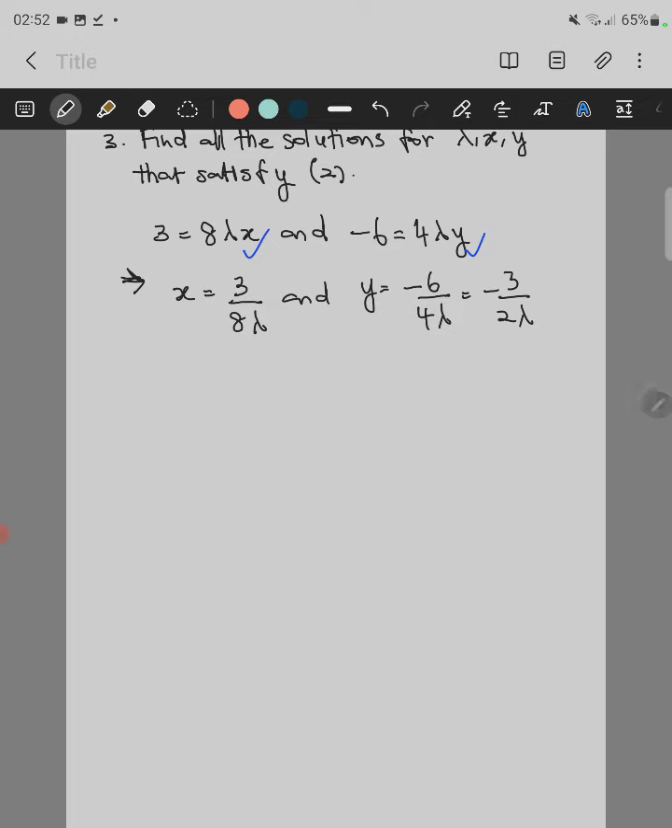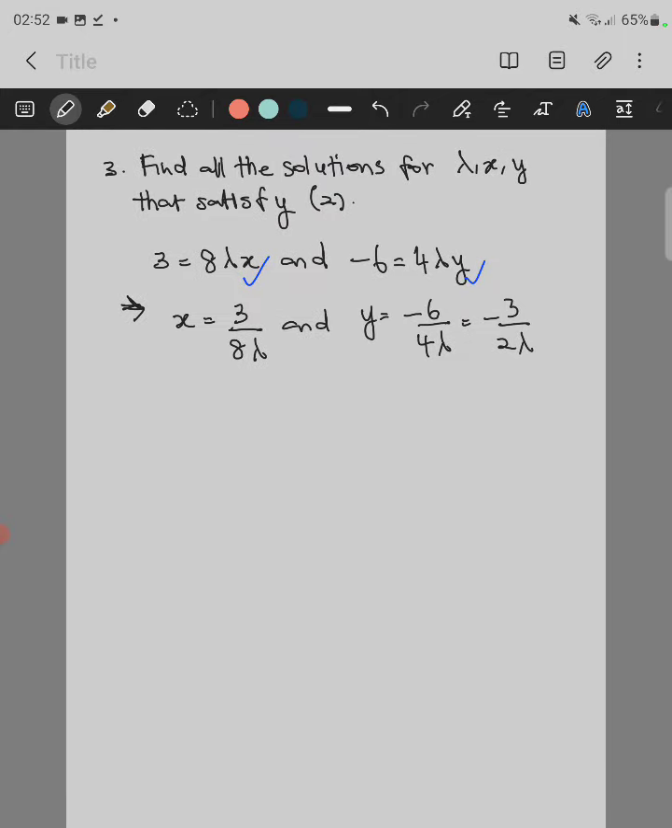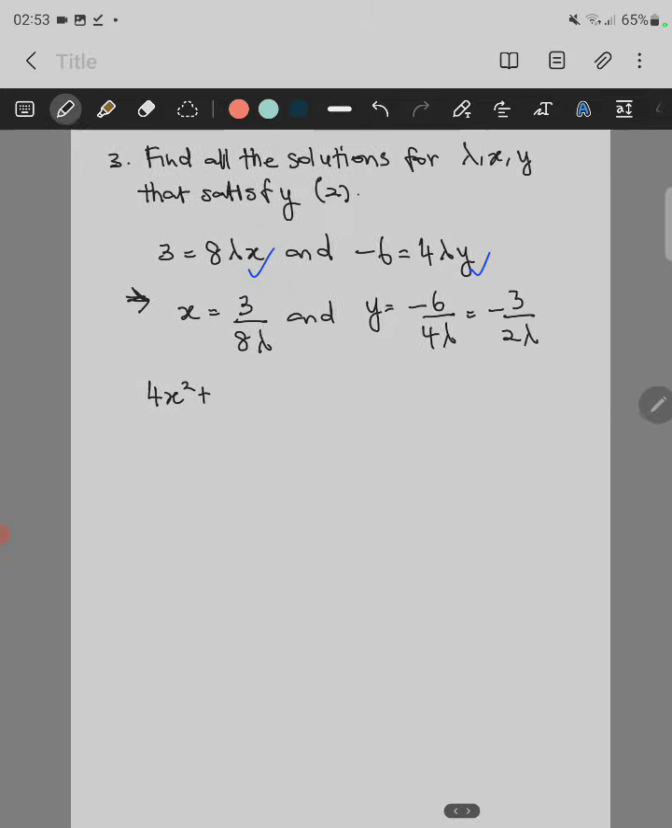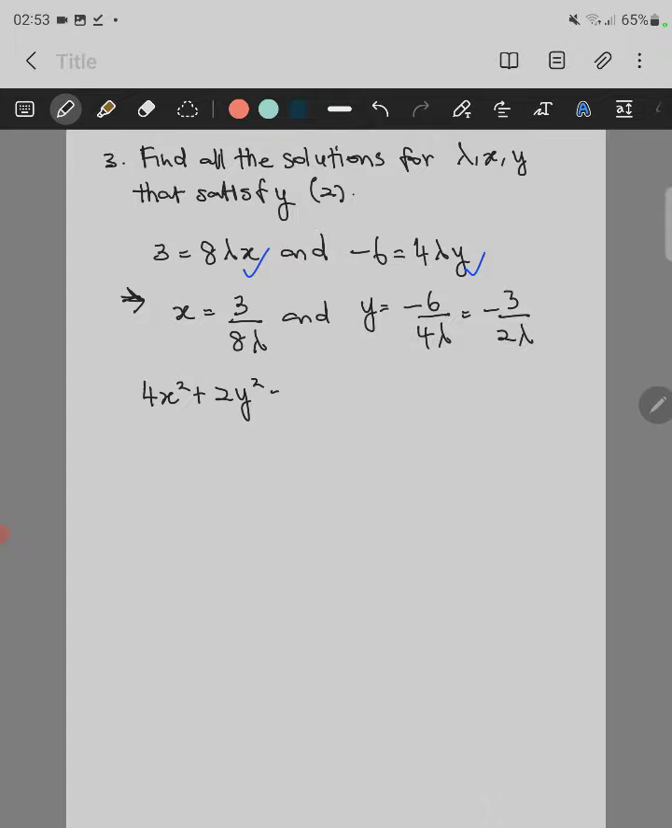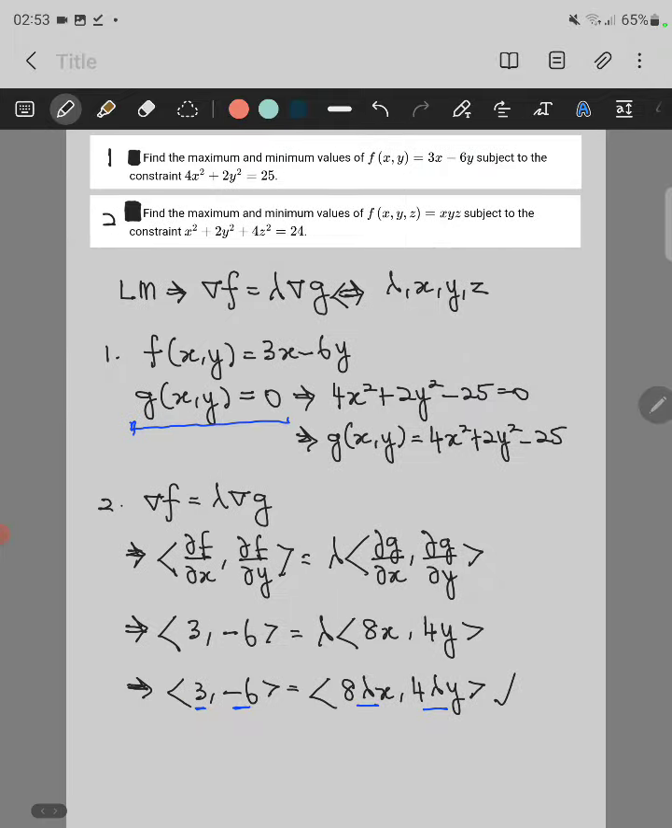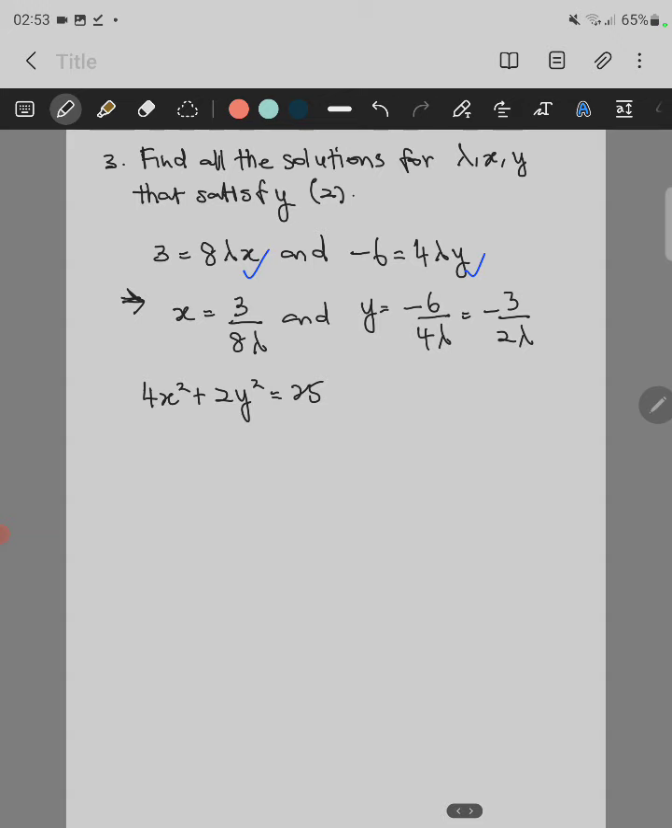Now from the third step, we need to find all the solutions for lambda, x and y that satisfy step number 2, our Lagrange multiplier. So how can we find such lambda, x and y? We know that from our constraint we have something like this: 4x squared plus 2y squared is equal to 25.